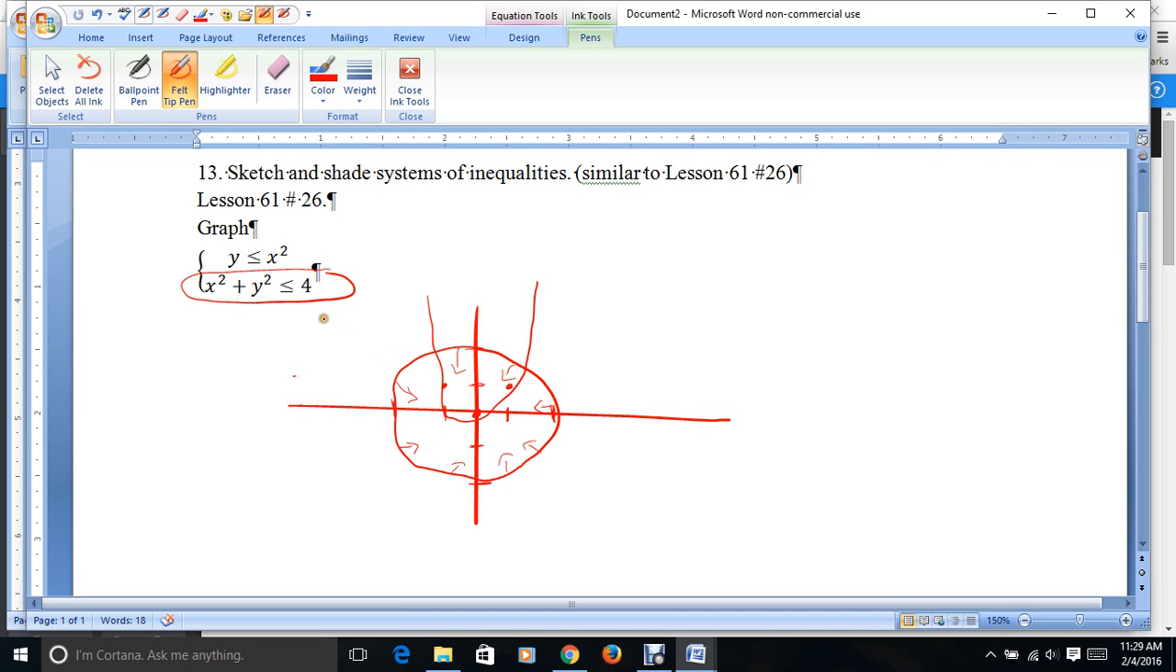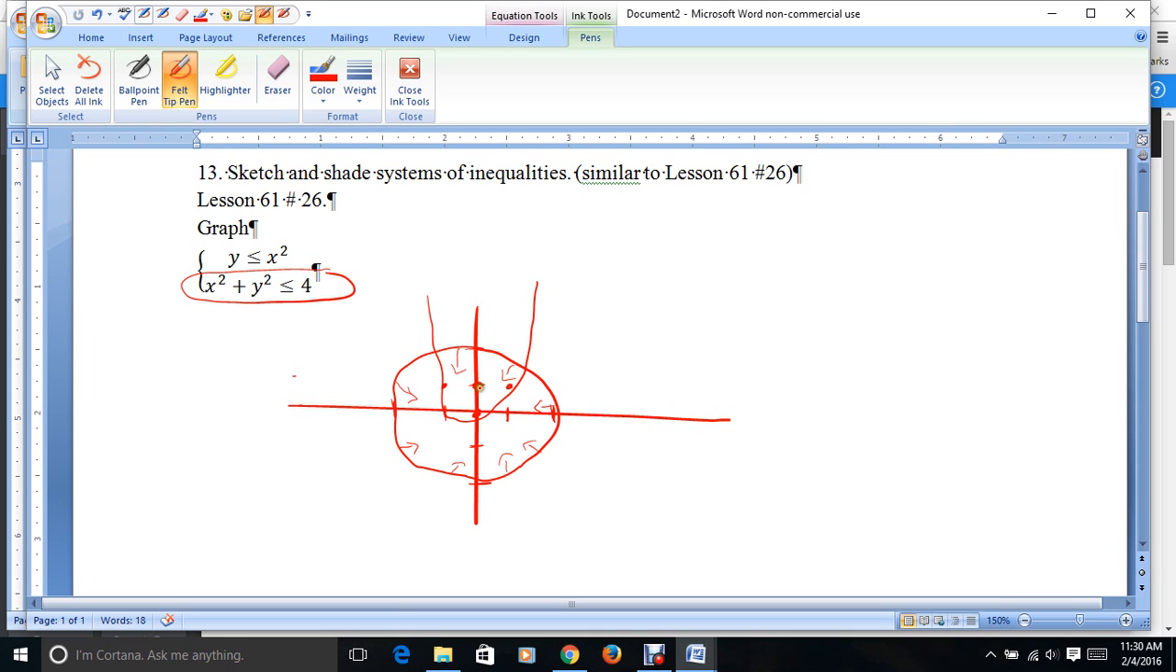Now I check the parabola. I can't check 0, 0 for the parabola because 0, 0 is actually on the parabola. So I need to check a point that's not on there. And for the parabola, either the points inside the curve are going to work, or the points outside the curve are going to work. So if I check 0, 1, I'm checking a point that's inside the parabola, and I'm going to see if it works in the inequality.